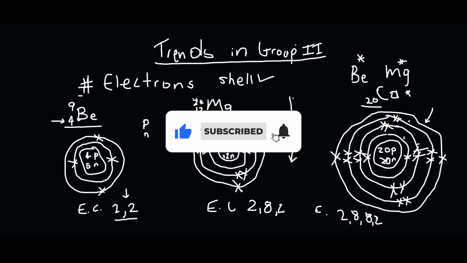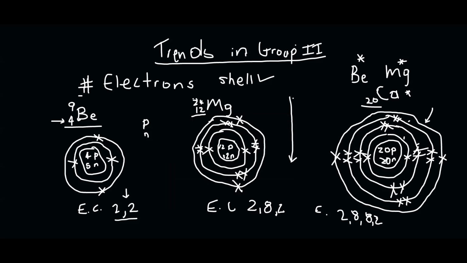Four, sir? We're not talking about electrons, we are talking about shells. Oh, shells. The EC tells us two shells. Yeah, good, excellent. So these have two shells. We could just write it down at the bottom here.